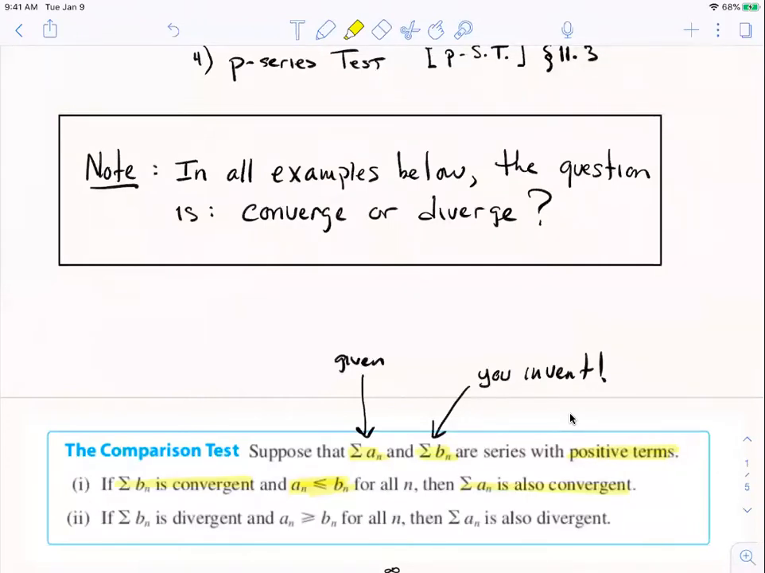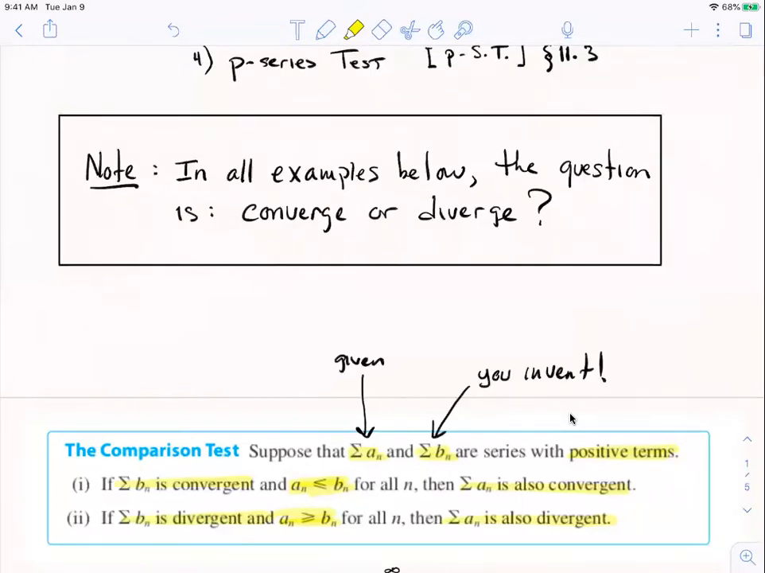And it kind of makes sense because if term by term the b's are bigger, then their partial sums will bound the partial sums of a. So if those partial sums of b have a limit, the partial sums of a have to have one as well. Conversely, if the b's diverge, but they're less than or equal to the a's, okay, so those partial sums of the b's are blowing up. Well, if the a's partial sums are bigger, the a series has to blow up as well.